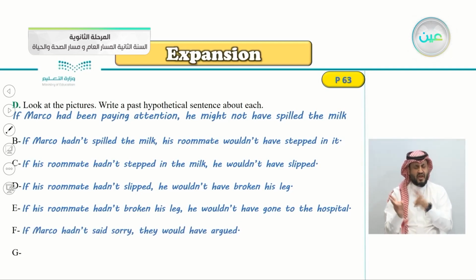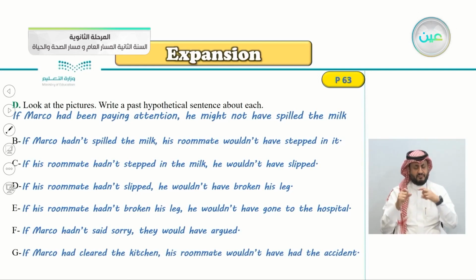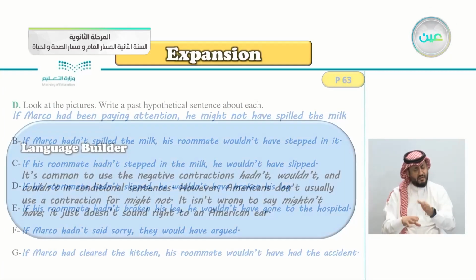But you can see in the picture that they are not arguing because Marco apologized. If Marco hadn't said sorry, they would have argued. And the last picture, very good. If Marco had cleared the kitchen, his roommate wouldn't have had the accident.